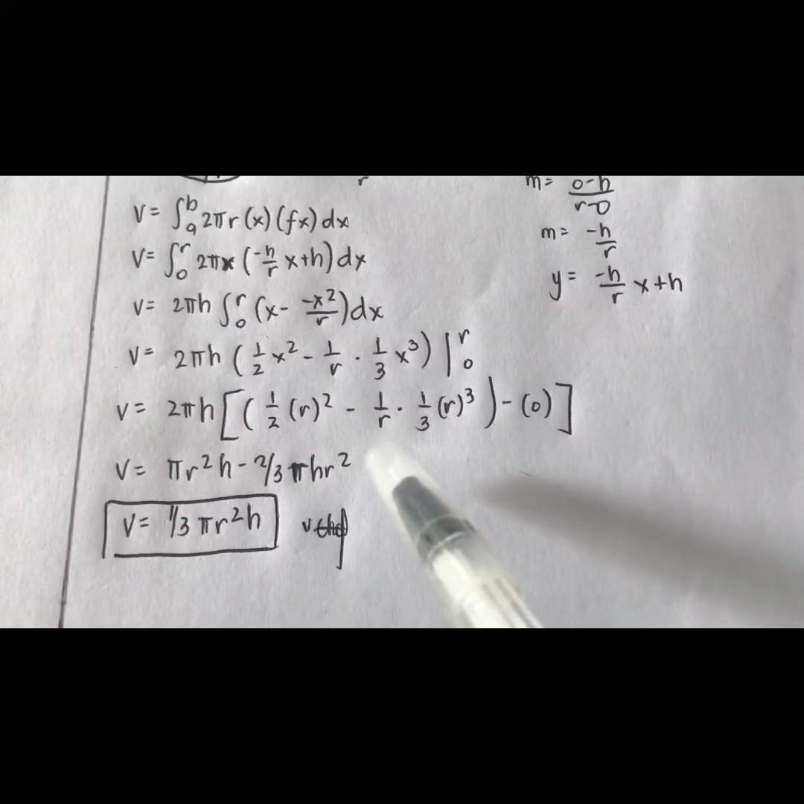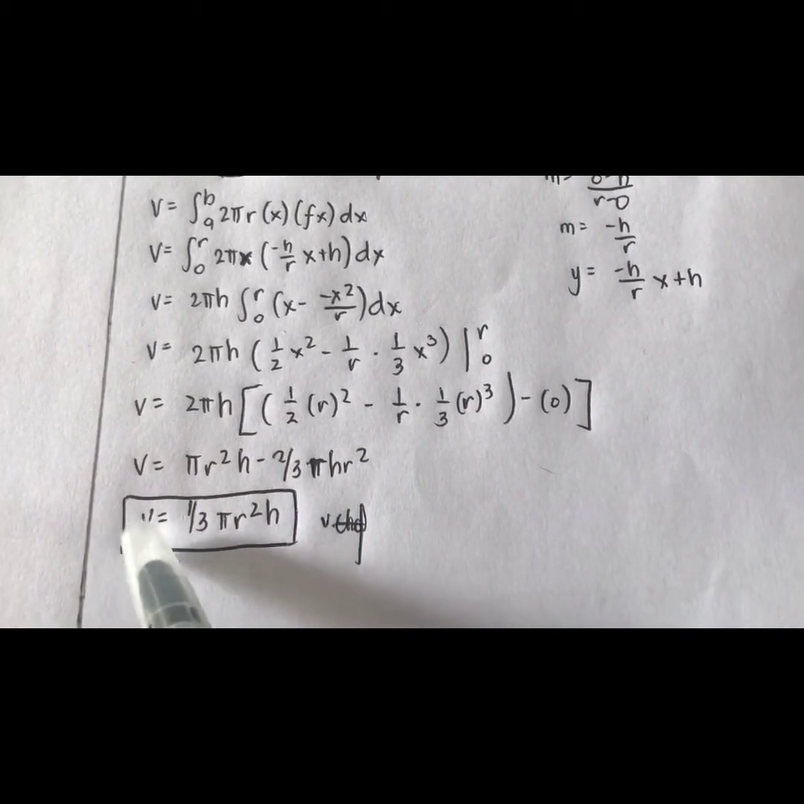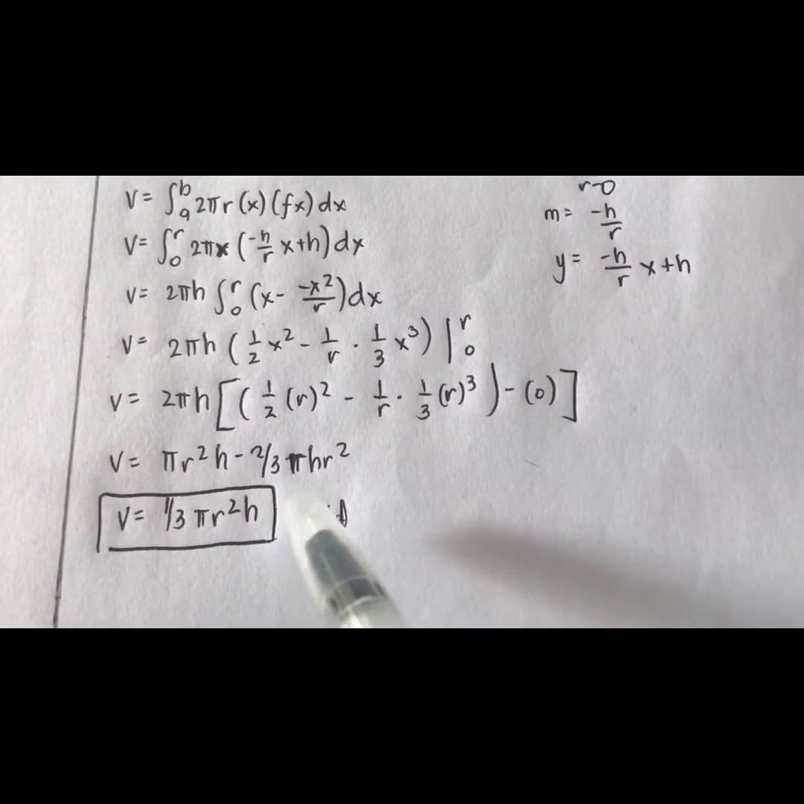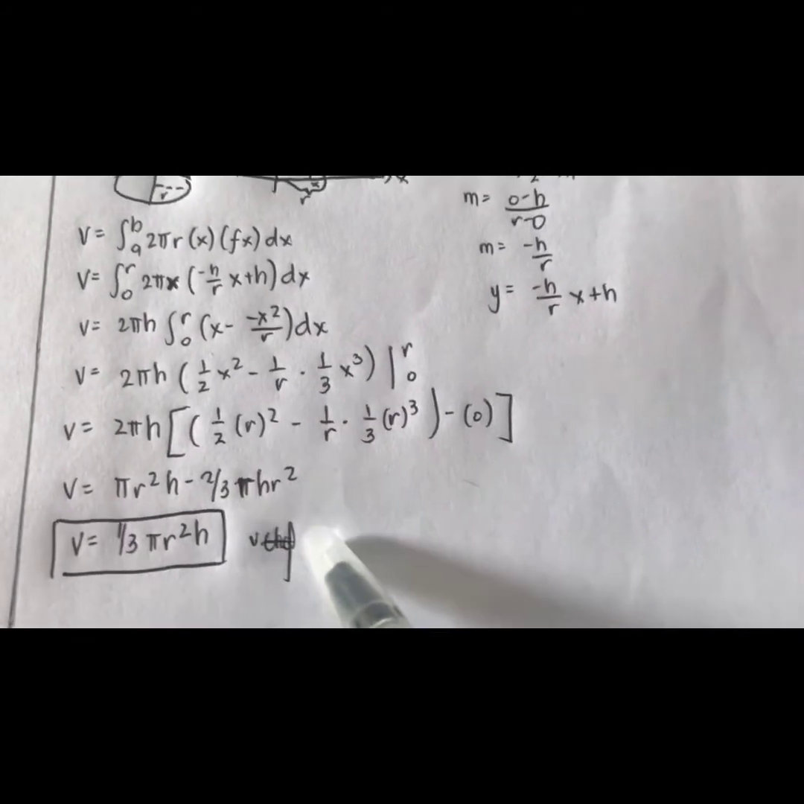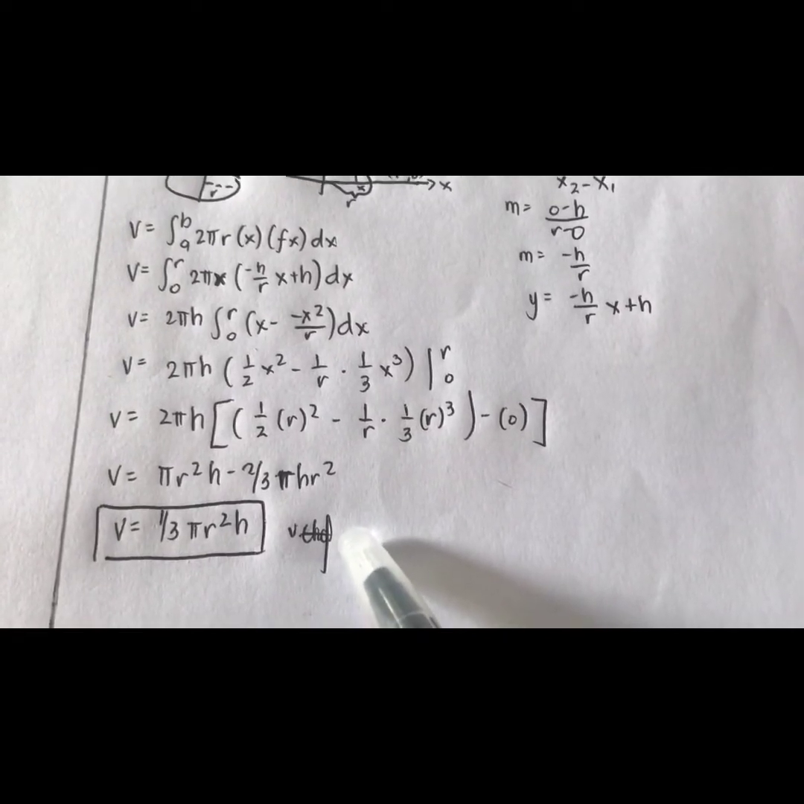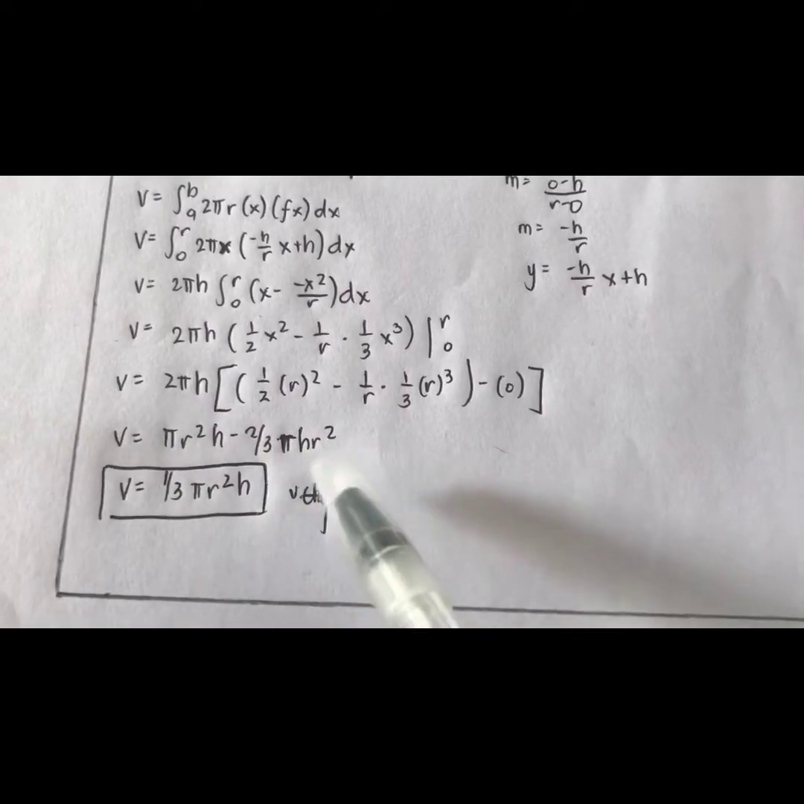And if we're going to simplify this one, the volume is equal to 1/3 pi r squared h. And that's how to derive the formula for the volume of a right circular cone with base radius r and height h. This would be the final answer.